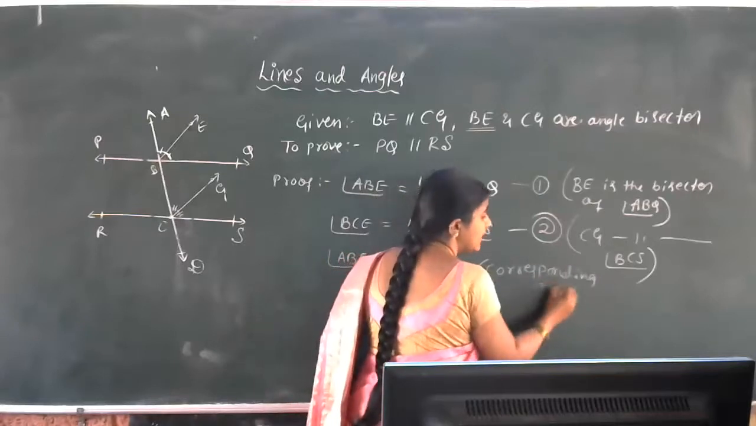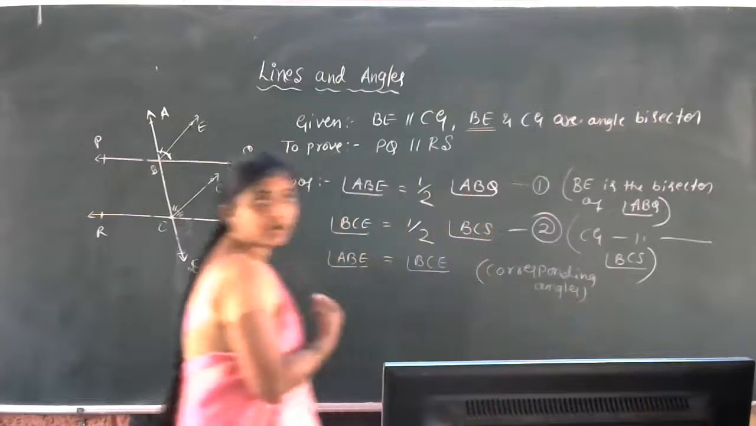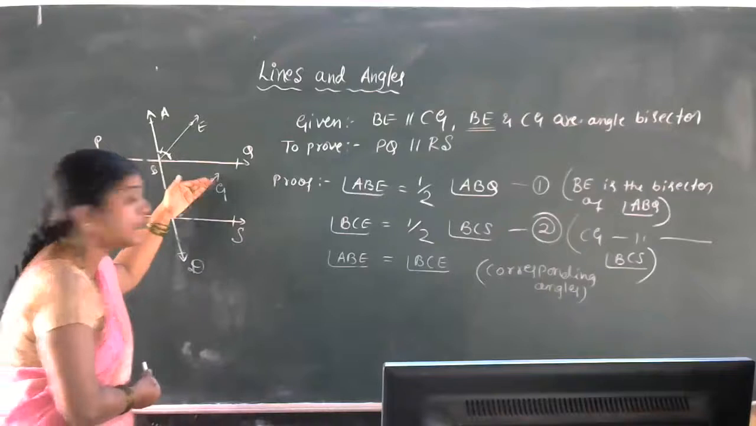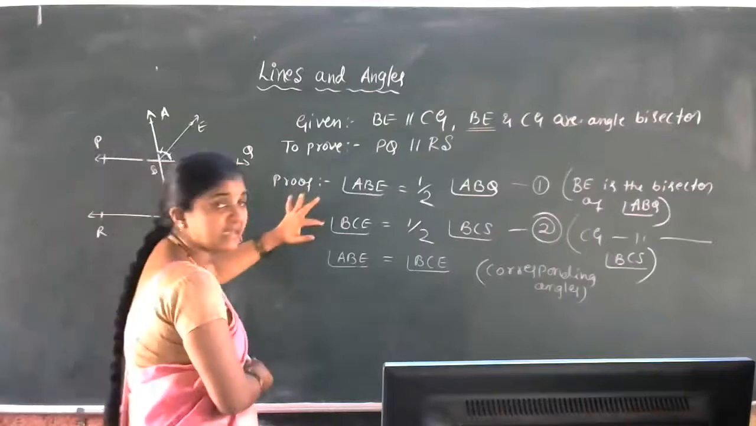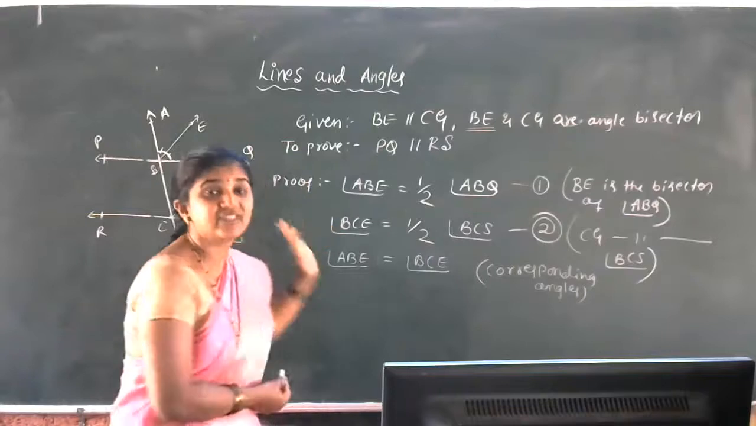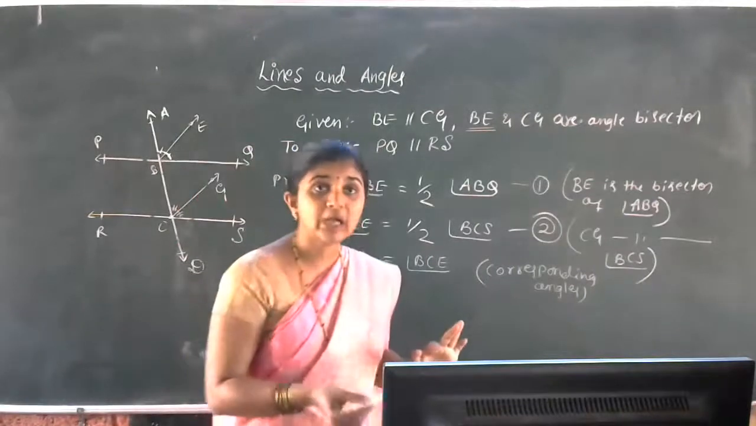Corresponding angles. Why are we considering these as corresponding angles? Because the BE line is parallel to the CG line. Now come to equations 1 and 2. ABE is equal to BCE. Things which are equal to the same thing are equal to one another.